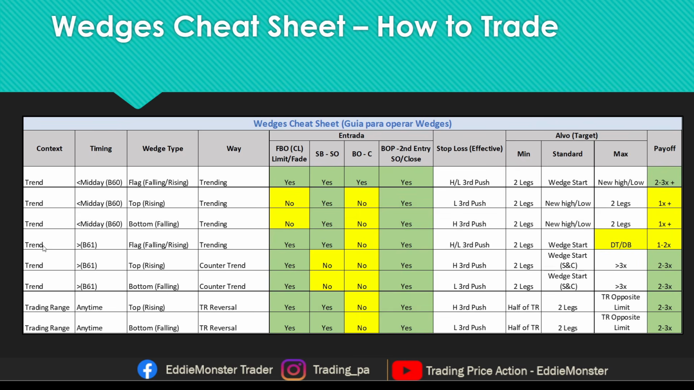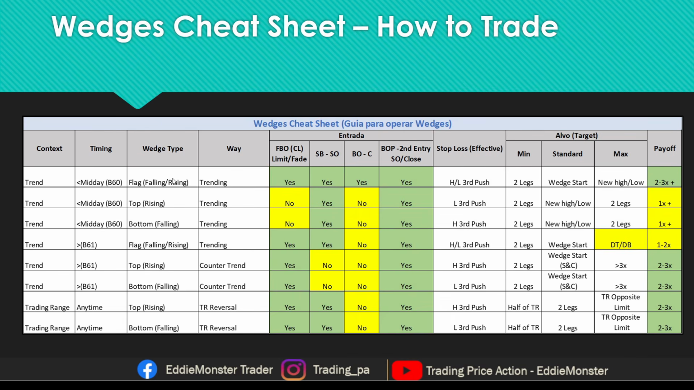Because if you're in a trend and you are above midday, so you are getting close to the end of the day, then probably a wedge flag, a wedge top could be operated counter trend, for example, right? So that's the difference between early in the morning or early in the midday versus above midday. So I make that different here. Okay, so we need to take that into consideration too.